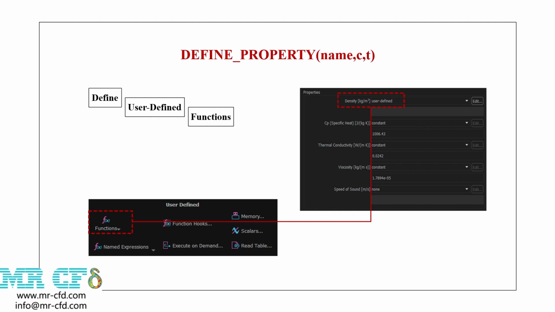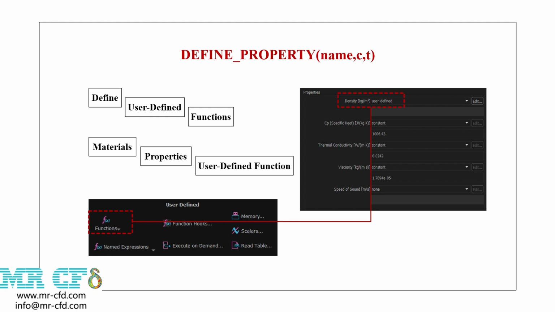Now suppose the UDF function is related to the value of one of the thermophysical properties like density. So go to the materials settings section, and for the desired property, select the user defined option. Finally, select and activate the invoked UDF function.